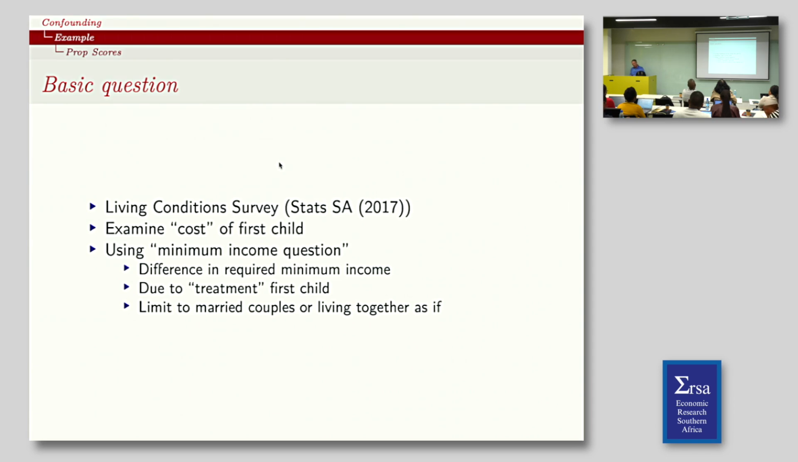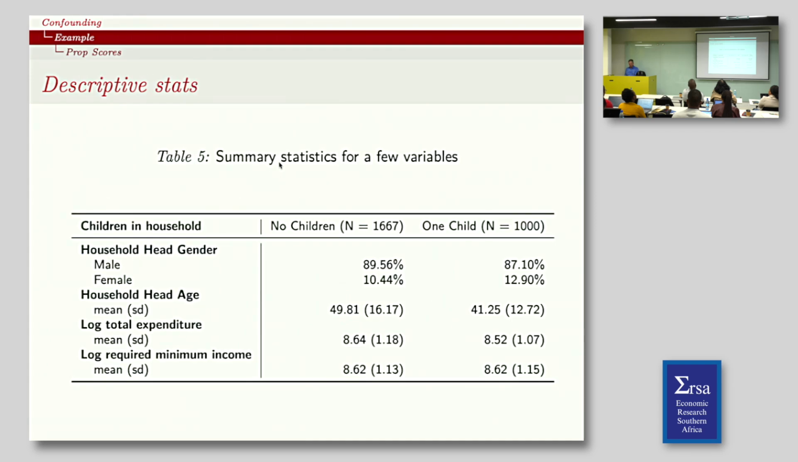So I'm going to limit it to married couples or couples living together, even though certainly there are single parents with children. Okay, so I want them more comparable in some way. So I'm limiting it to married couples or those living together, and I've got this sort of simple treatment of one child or no children. All right, and I just want to know what the difference in this minimum required income is.